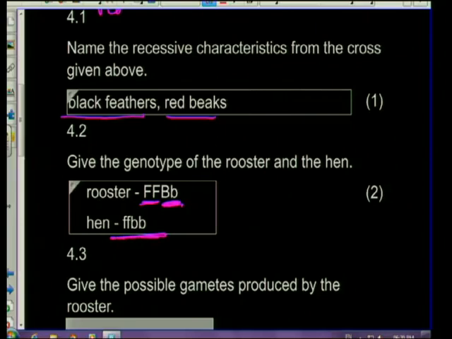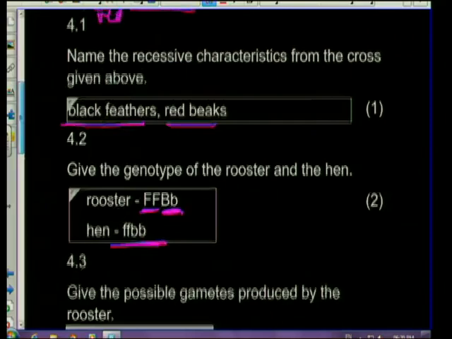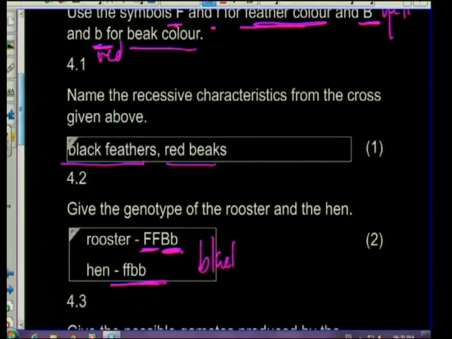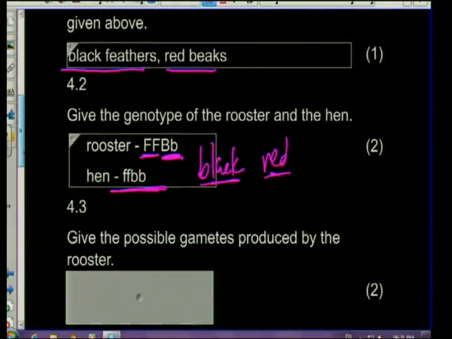Whereas the hen was homozygous for both conditions. Why? Because the hen had black feathers and a red beak, and both these are recessive characteristics. A recessive characteristic can only show itself when it is in the homozygous condition. So ff and small b small b for beaks.